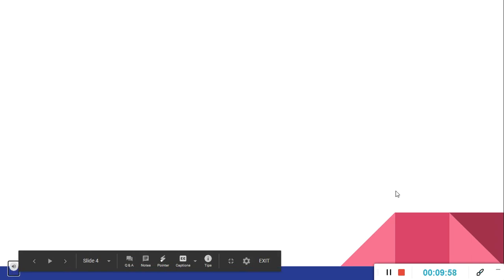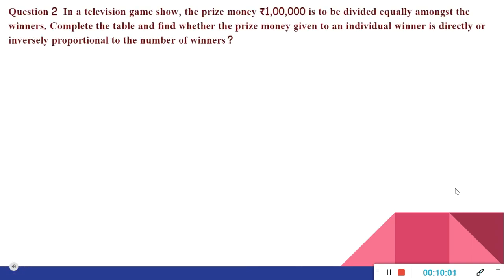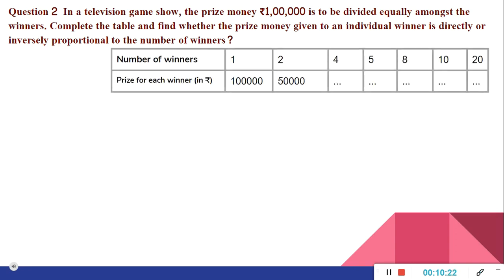Okay? Next question. In a television game show, the prize money of rupees 1 lakh is to be divided equally among the winners. Complete the following table and find whether the prize money given to an individual winner is directly or inversely proportional to the number of winners. Here the number of winners is given as 1, 2, 4, 5, 8, 10 or 20, right? If it is one winner, the prize money would be 1 lakh. If it is two winners, that would be 50,000. Now we have to find, if it is four winners, how much money should be distributed among the winners, and likewise for 5, 8, 10 and 20.